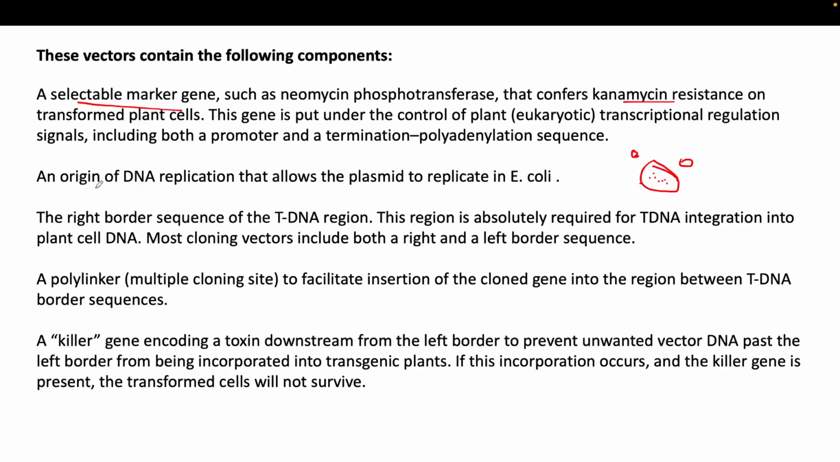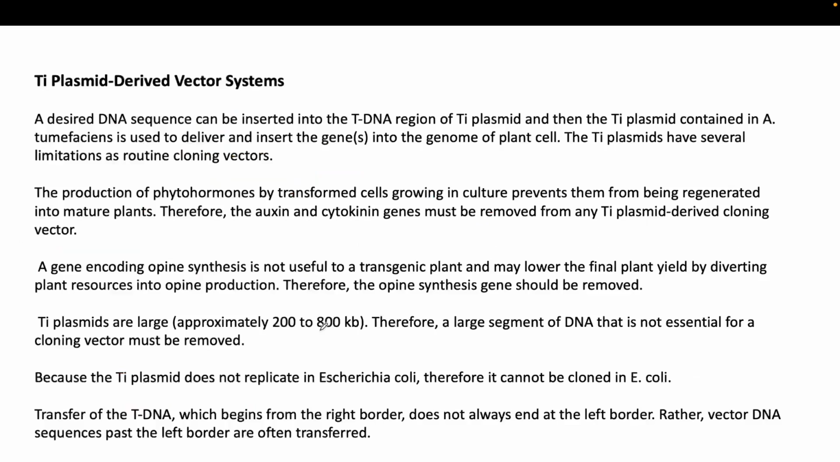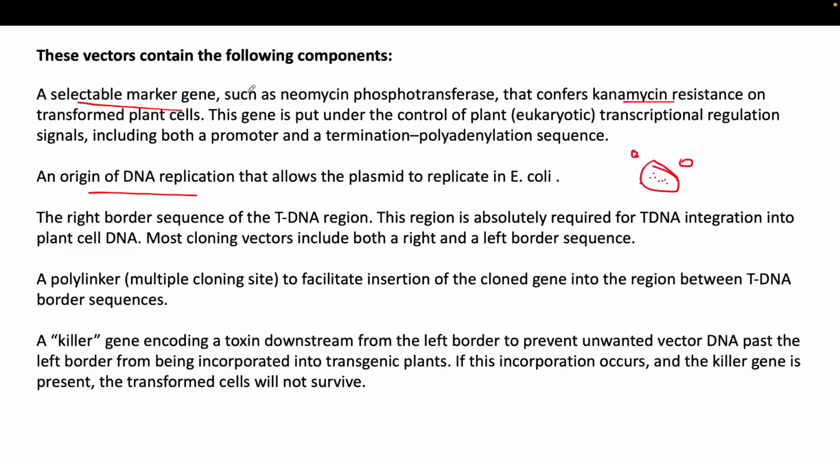Another thing you require is an origin of replication when you want to clone in the E. coli system, which is the most preferable system in the labs. We generally clone in E. coli, and because the plasmid has the origin of replication of Agrobacterium tumefaciens, you have to replace it with the E. coli origin of replication. Then only can you use this Ti plasmid as a cloning vector.